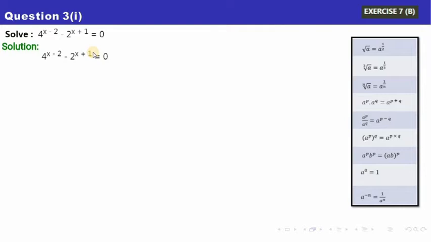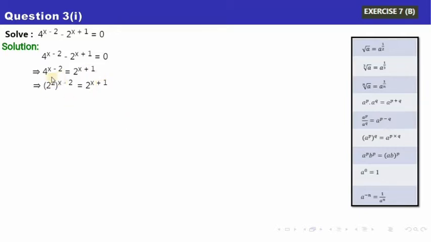So in order to solve this, what we are going to do is we will take this thing to the right hand side. Okay, now when you take this to right hand side, this minus becomes plus. Now here the base is 2, here the base is 4. Now can I factorize 4? Definitely. So 4 can be written as 2 square, and we have in the power x minus 2 equals to 2 to the power x plus 1.